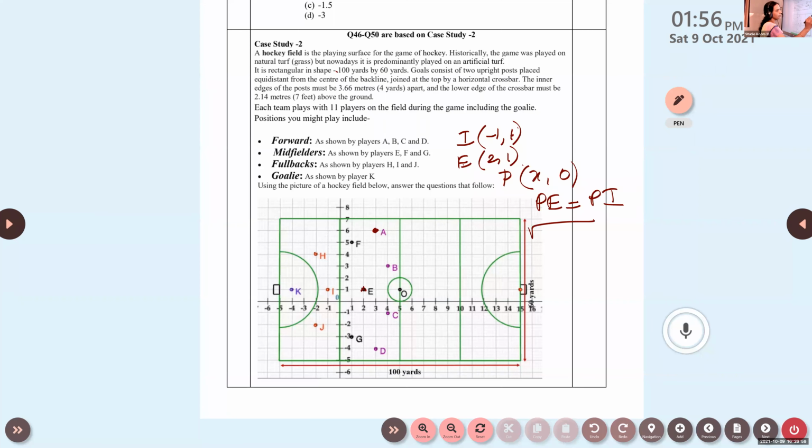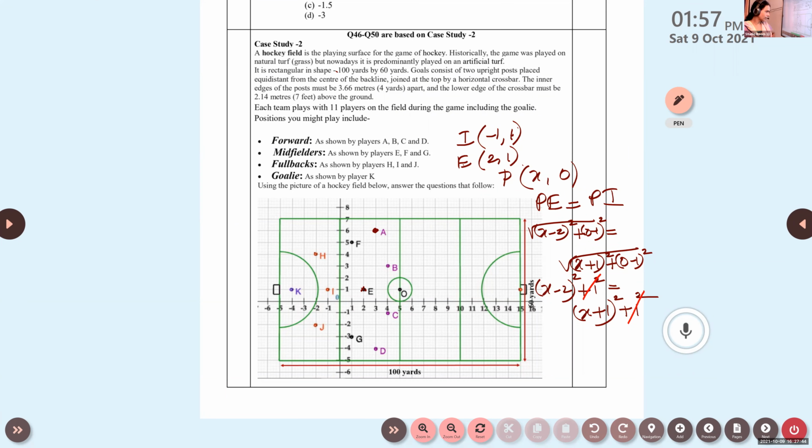What is distance PE? Root of x minus 2 the whole square plus 0 minus 1 the whole square is equal to PI, which is root of x plus 1 the whole square plus 0 minus 1 the whole square. Remove the root on both sides. So you'll get x minus 2 the whole square plus 1 square is equal to x plus 1 the whole square plus 1 square. On both sides, 1 will get cancelled. Simplify and find the value of x. Here it is given at equal distances, but equal distance does not mean midpoint. You can say simply the distances are equal.